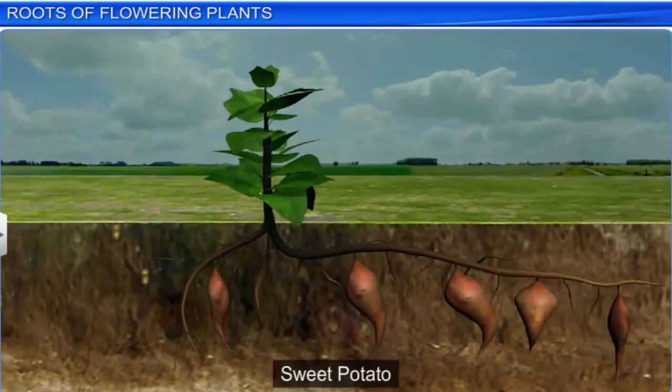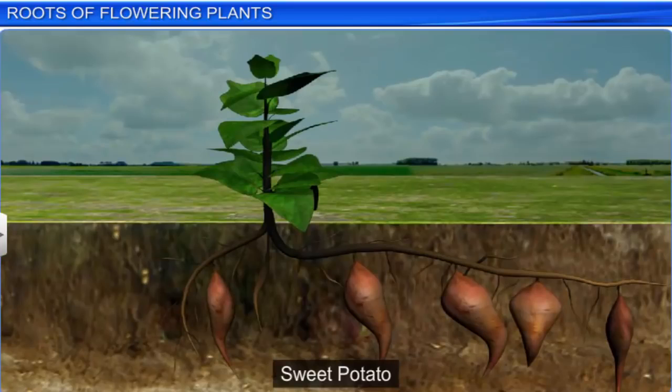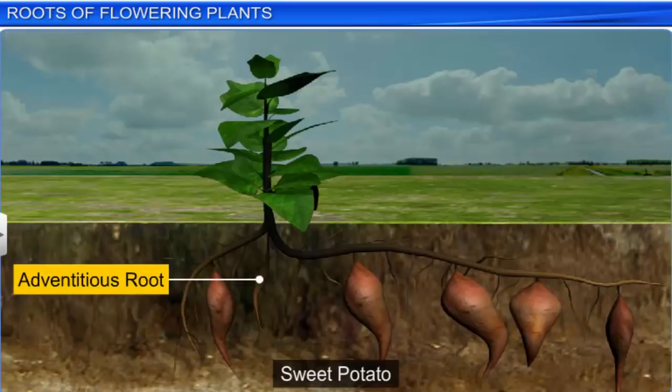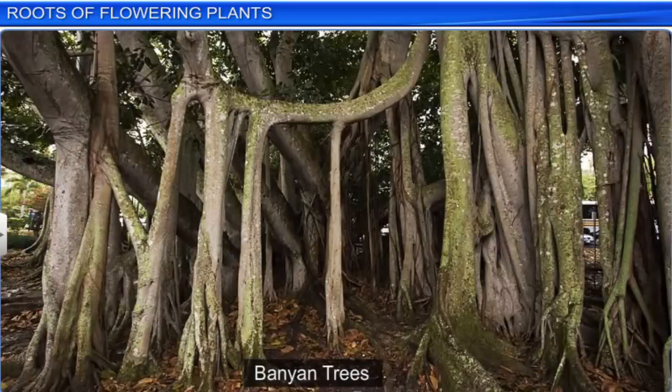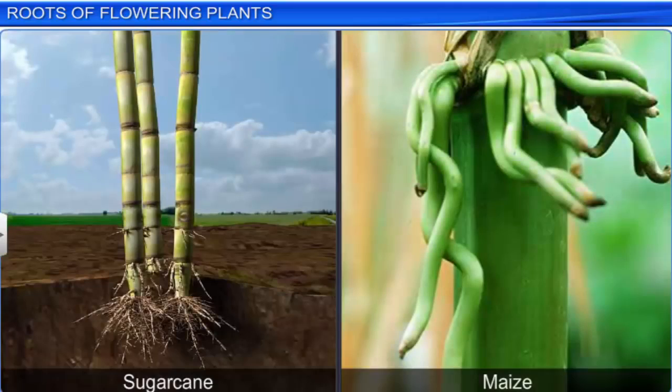Some roots also modify themselves to perform specific functions for the plant. For example, the adventitious root in a sweet potato swells up and stores food for the plant. Similarly, in banyan trees, the modified adventitious roots, also known as prop roots, help support the tree. In plants like sugarcane and maize, the roots emerge from the lower node of the stem to support the plant. These roots are called stilt roots.